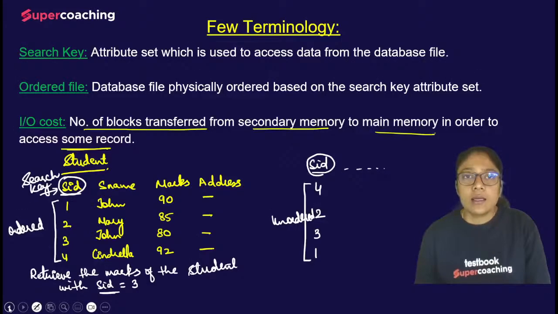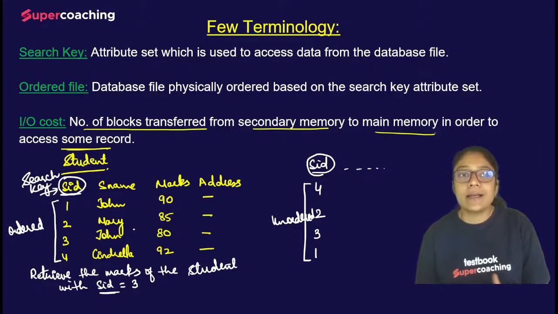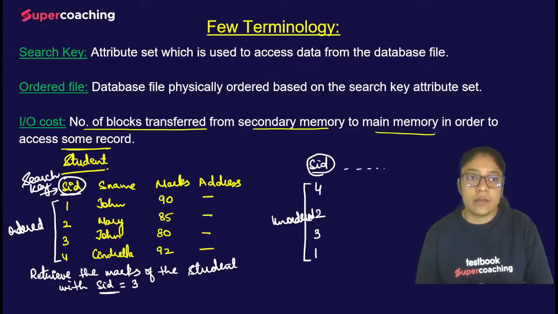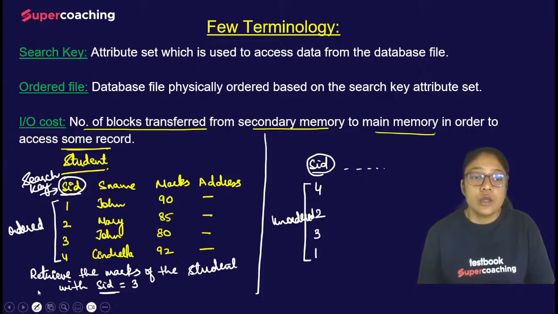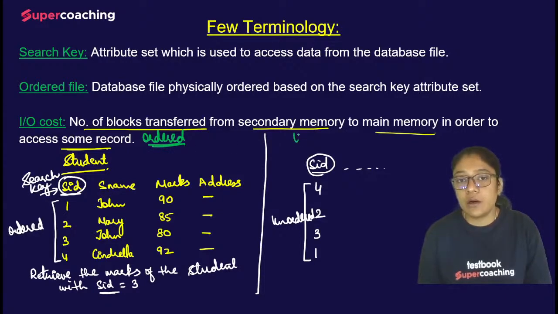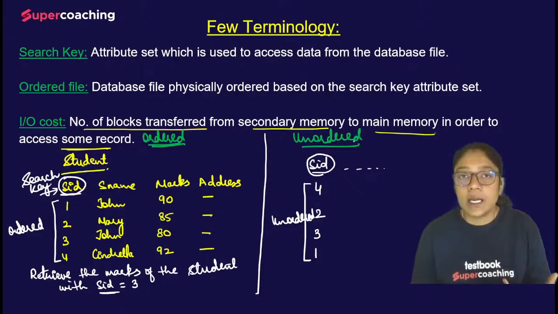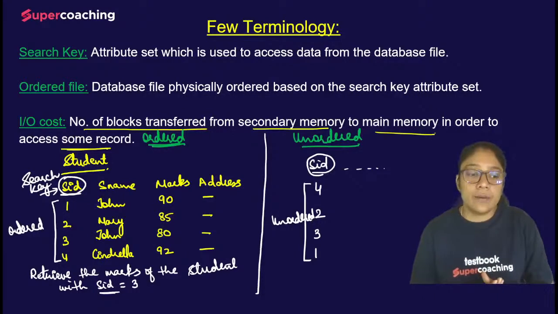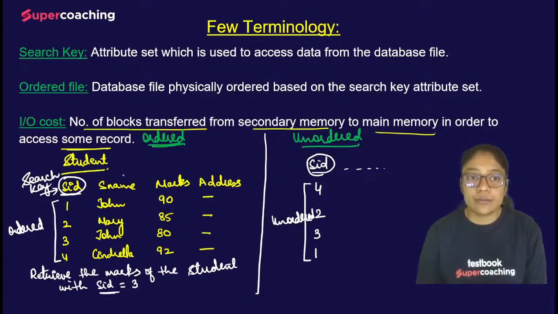Can somebody tell me what will be the IO cost for the ordered file and the unordered file? Because ultimately, at the end, we are concerned with the IO cost, since we have to retrieve the data. So for the ordered file and for the unordered file, what will be the IO cost? I want to retrieve some data where the file is ordered. What will be the IO cost?